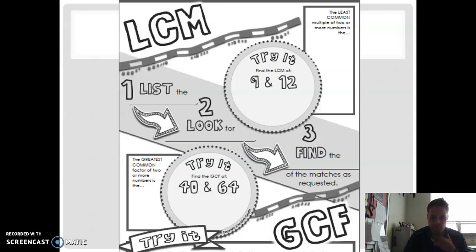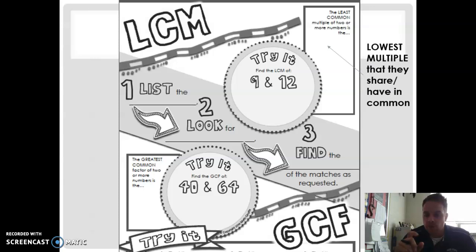So let's talk now. We've got two different things we're going to hit here: least common multiple and greatest common factor. The least common multiple of 2 or more numbers is the lowest multiple that they share or have in common, and that's that word common. Like if you have something in common with your friend, it's something you both share. Maybe you love sports, you love reading, you love art, maybe you have the same hair color. So when you have something in common, you share it. If it's the least common multiple, it's the lowest multiple that you share.